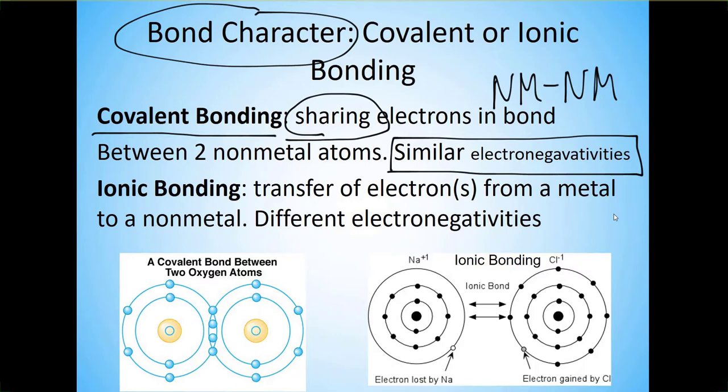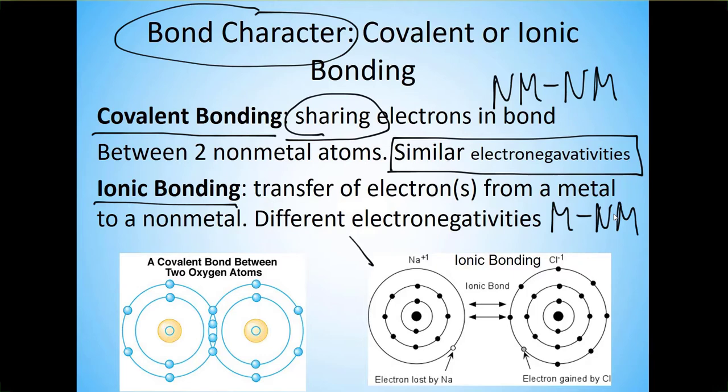What happens when we have a metal with a nonmetal? Well, that we would call an ionic bond. The nonmetal will have a very high electronegativity, and because of that, it's going to take the electrons in the bond. So it's more powerful. It will actually strip the metal of its valence electrons, and this causes a change in charge.